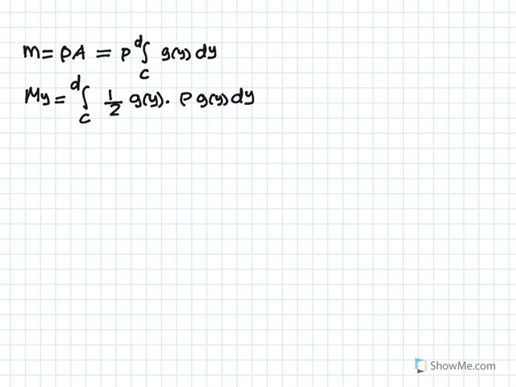Then the integral adds up all of these moments. So this part, 1/2 g of y, is the average distance of this horizontal strip to the y-axis. This is distance. And this part is the mass of this horizontal strip. Mass times distance gives us the moment. The integral adds it all up, and we find the total moment with respect to the y-axis.